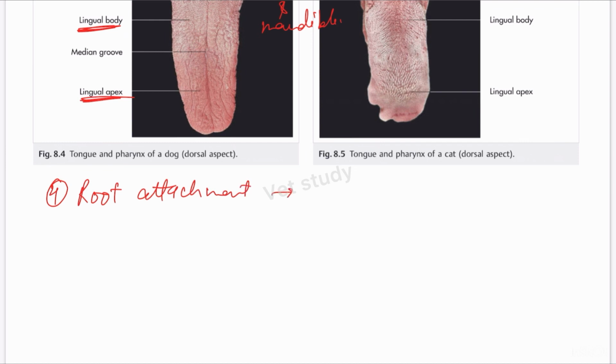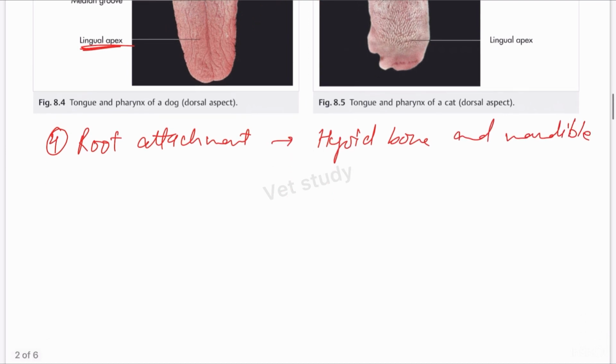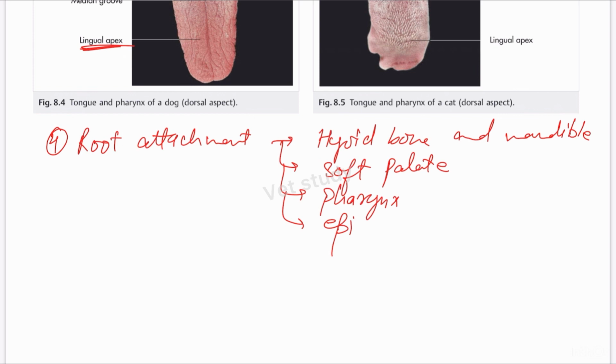The first is the hyoid bone and the mandible, right? The second is the soft palate. The third one is the pharynx, and the fourth is the epiglottis. So these are the four main attachments, and I already discussed which muscle it is attached through: the hyoglossus muscle and genioglossus muscle, the soft palate through the anterior pillars, the pharynx through muscles and different membranes, and the epiglottis through the glossoepiglottic fold.